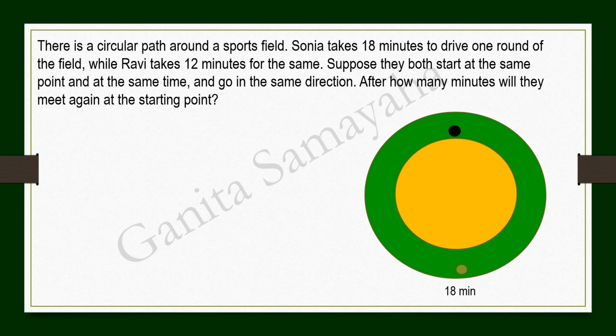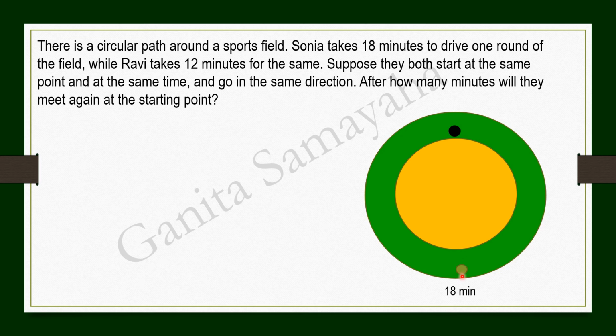That means what? Sonia takes 18 minutes to go round once, children. So by the time she finishes one, what does Ravi do? He has finished one and then done another half a round. So at the end of 18 minutes, Sonia has completed one round while Ravi has completed 1.5 rounds. Is it clear, children?